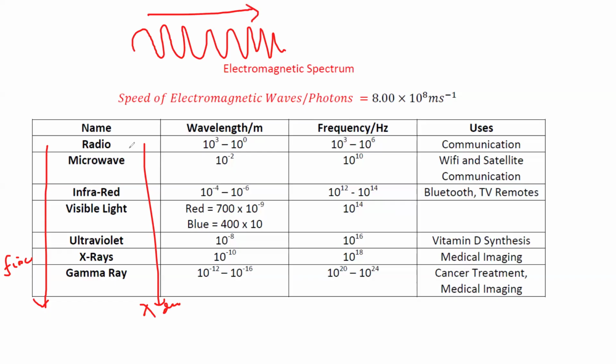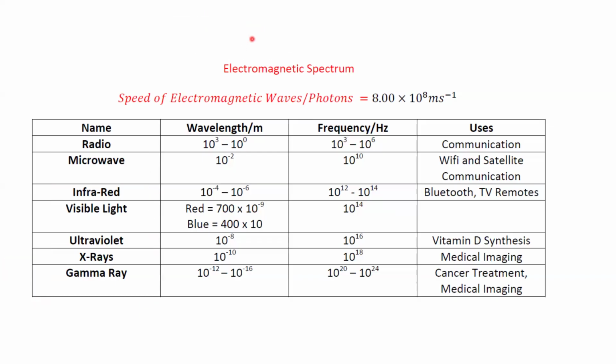As we move from radio to gamma, this is the pattern of wavelength and frequency we observe. Radio waves we use for communication, microwaves for satellite communication. If we want land communication, we use radio waves. But if you want sky communication using satellites, we use microwaves. Infrareds are used in intruder alarms as well as remote controls, and Bluetooth devices can also use them. Then visible light is used to observe, which includes violet, indigo, blue, green, yellow, orange, and red.